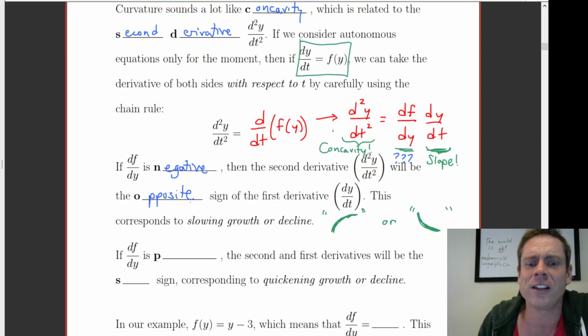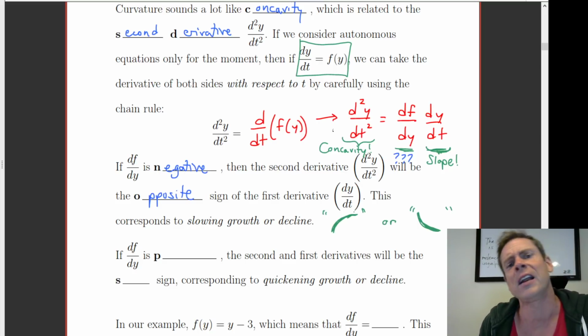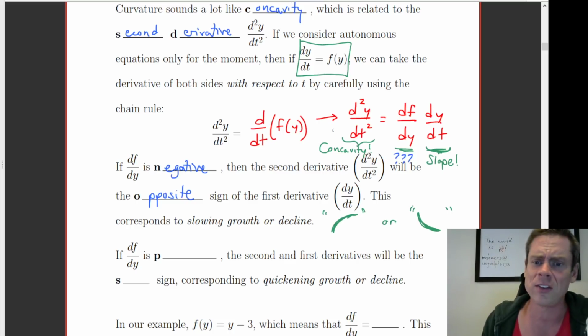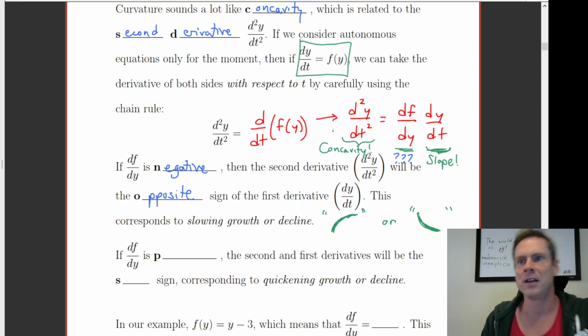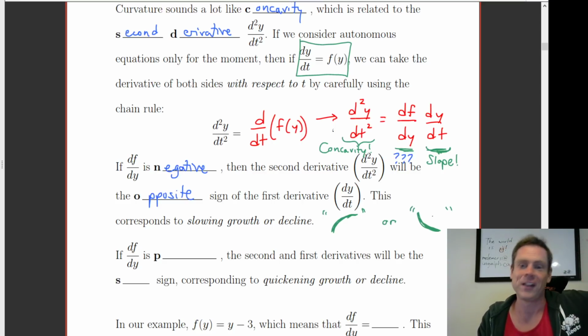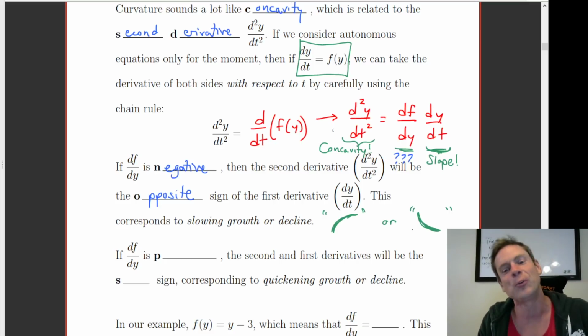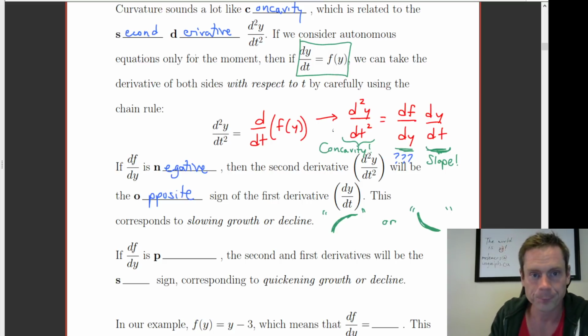Well, I call it slowing growth or decline, right? If it's increasing at a less and less rate. If it's decreasing at a less and less rate. Essentially, think of this as like a hill that's getting easier to walk up, or a hill that's getting easier to walk down if it's really steep to start, right? The slopes are getting milder. The growth or decline is slowing.